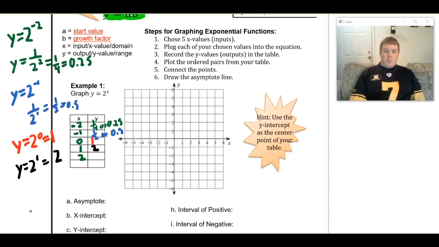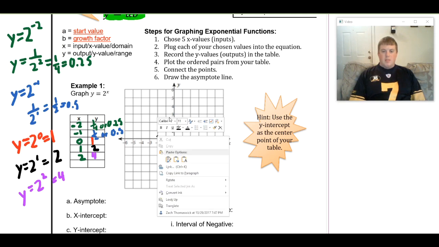And then finally, I'll plug in y equals 2, and we'll plug in 2 for the x value, and that will give us 4. So this gives us some points that we can go ahead and start graphing. So (-2, 1/4) is going to be over to the left 2, and it's going to be up just a little bit to be 1/4. We're going to have to do a little estimating there to get exactly where the point is.